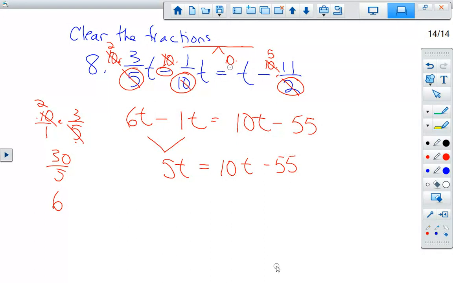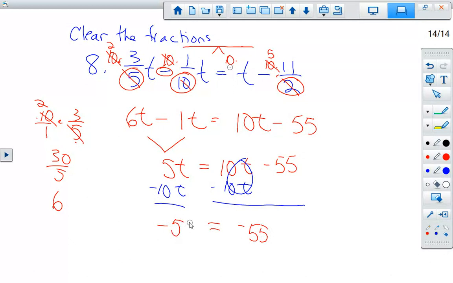I'm going to move my t's together. So I need to get rid of it from one side. That's why I'm adding the opposite. Then you divide. And I divide by -5. That gives me t equals, and then negative divided by negative is positive, and 55 divided by 5 is 11.